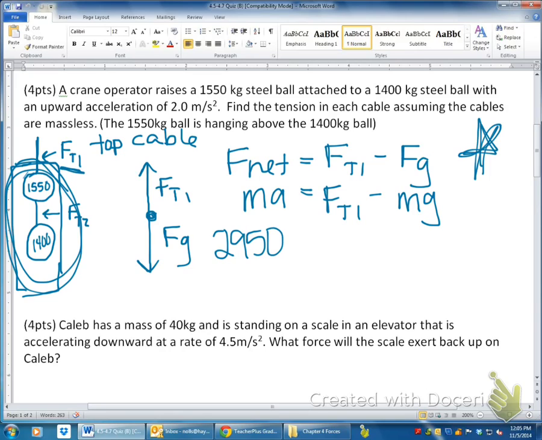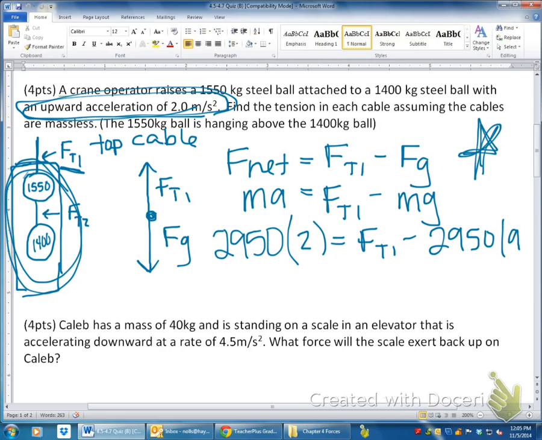2950 for our mass. And what's the acceleration of the whole system? 2. Okay, that we found from right here. Is it positive 2 or negative 2? Positive, exactly. Positive because it's accelerating upward. So we just plug in a 2 right there. We want to solve for our tension force. And then we subtract out the mass again, 2950 times gravity, which is 9.8.